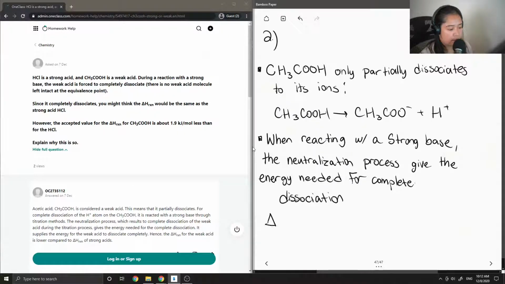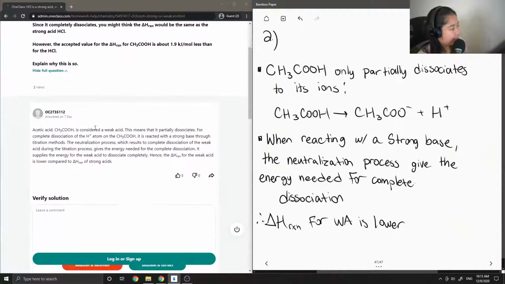So this is the reason why delta H of the reaction for a weak acid is lower. Okay, so let's see what the junior tutor said.